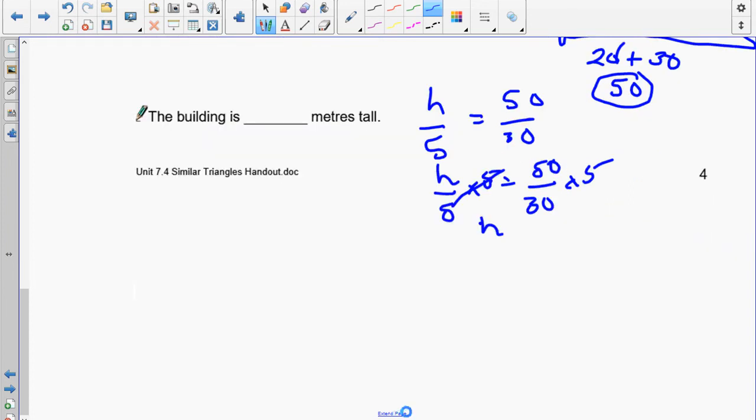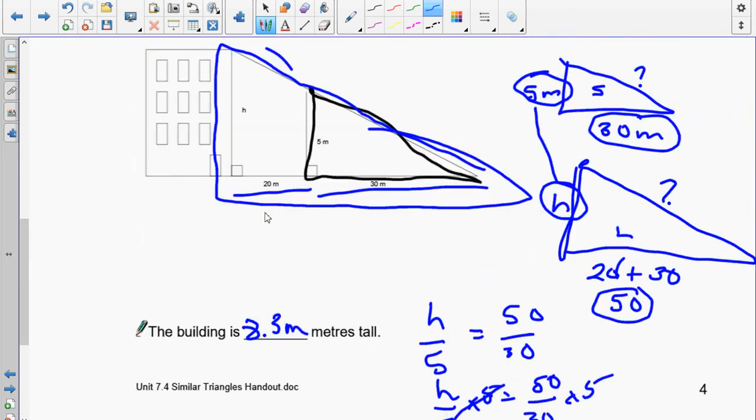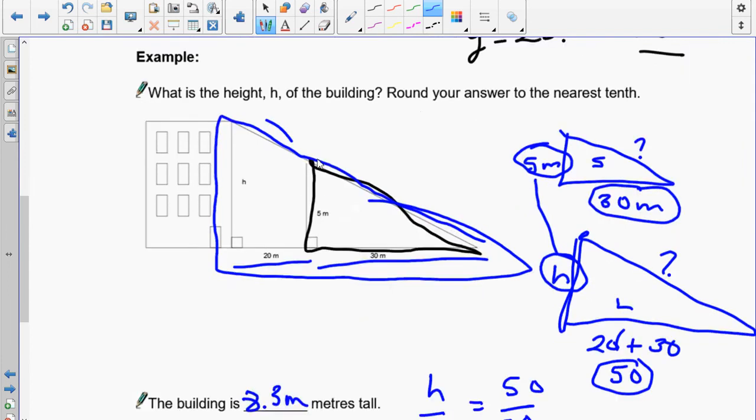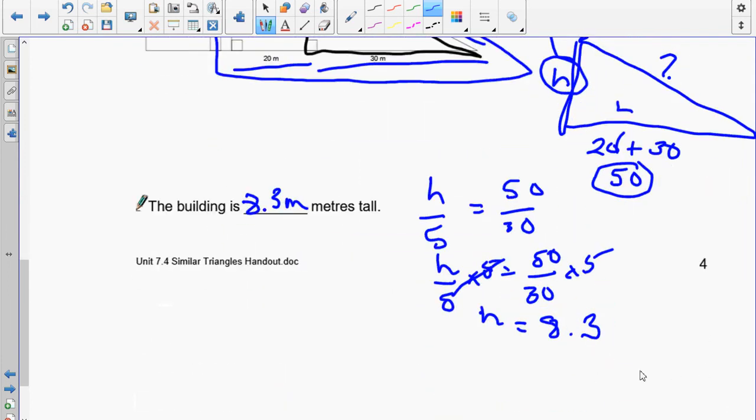And of course, 50 over 30 times 5 is 8.3. All right, so our building here is 8.3 meters. Okay. Now I think it says here in the actual question to round to the nearest tenth. That's why I didn't keep all the rest of the decimals that were here.